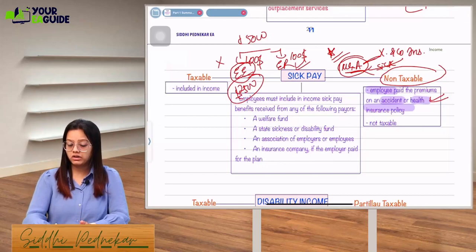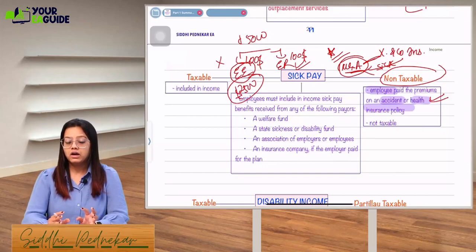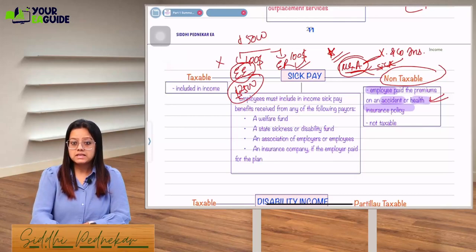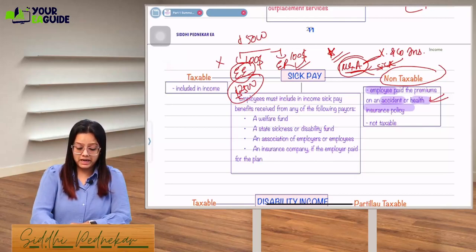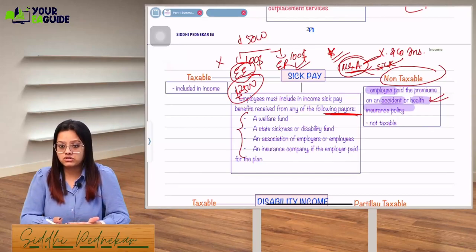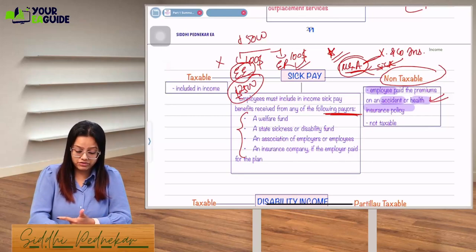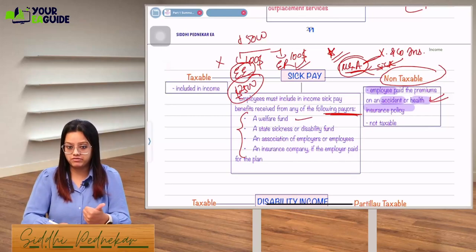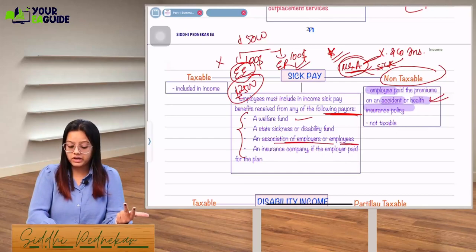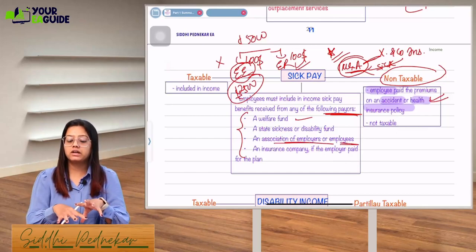Right now, we are learning all employee related incomes. The employee must include the sick pay benefit received from any of the following payers: a welfare fund, a state sickness or disability fund, or an association of employers or employees. They might have created an internal association.